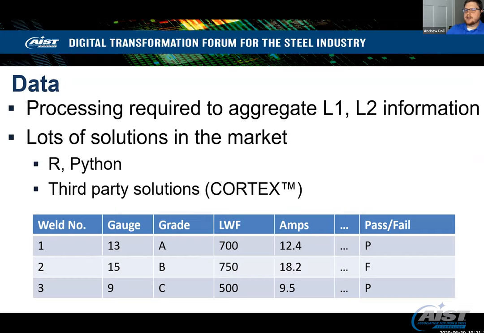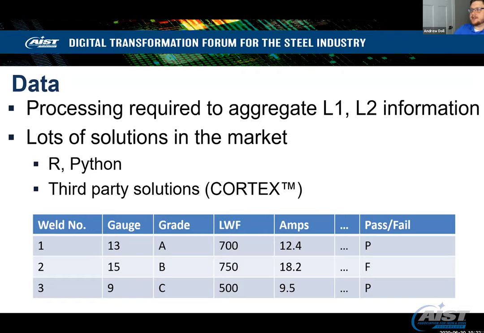So we have our data, but processing is required to aggregate both level one and level two information for the process variables and their set points, as well as the gauge and grade. There's lots of solutions out there in the market. There's free solutions, R, Python. There's third-party solutions such as what we offer, which is Cortex. And you can see the data here as it is summarized, where we've given each weld a unique identifying number, looked at gauge, grade, and then the parameters used to make the weld, such as leading weld force, amps, everything that Albert talked about earlier, and some variations therein, and then whether or not that weld passed or failed the operator inspection.